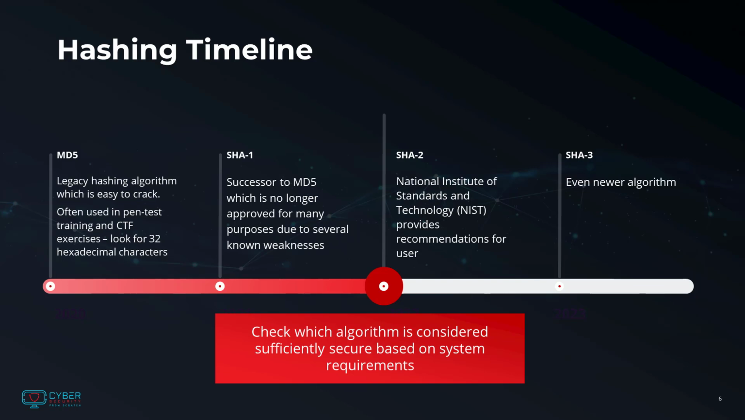SHA-1, or the Secure Hashing Algorithm 1, was the successor to MD5. However, it didn't really live up to its name and is no longer considered a secure hashing algorithm. So now it's been deprecated, and the vast majority of applications should have moved off of it by now. SHA-2 and SHA-3 are more recent algorithms which are widely recommended.